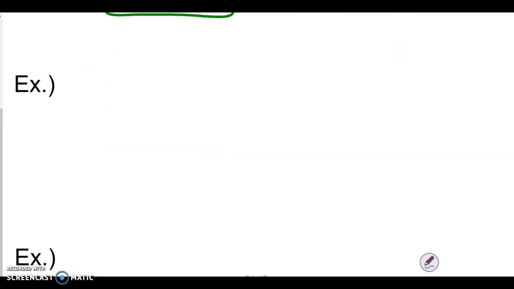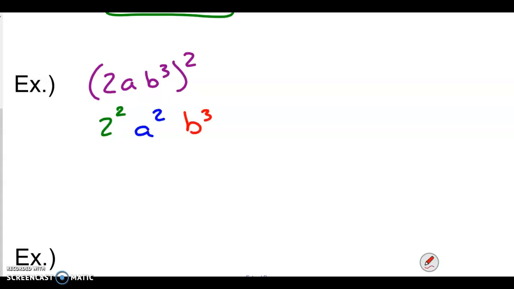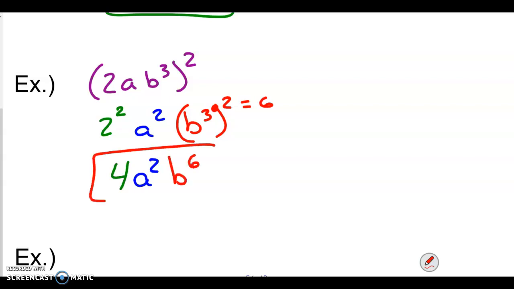Okay? So you see something like this, 2ab cubed, and then all that's going to be squared. You need to be squaring your 2, you need to be squaring your a, and you need to be squaring your b cubed. So all those different rules are going to apply. 2 squared is going to be 4, a squared is just a squared, and b to the 3rd, and then to the 2nd, you multiply that 3 times 2, you get b to the 6th.